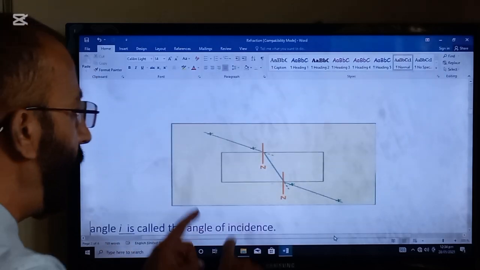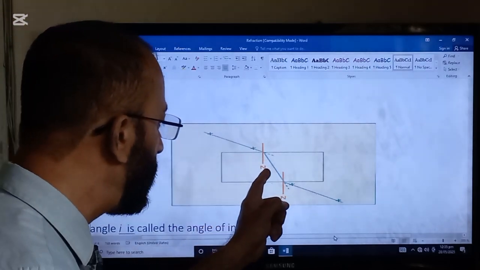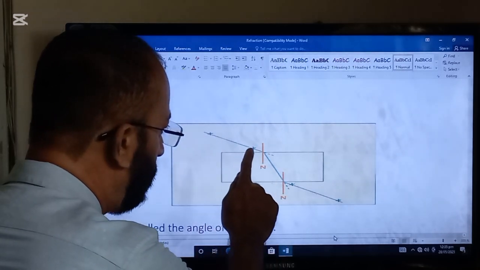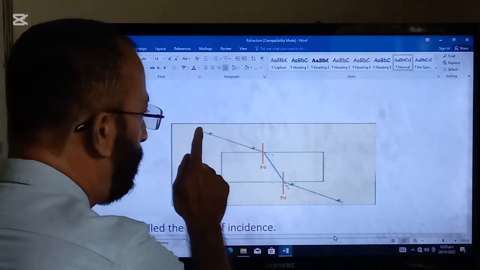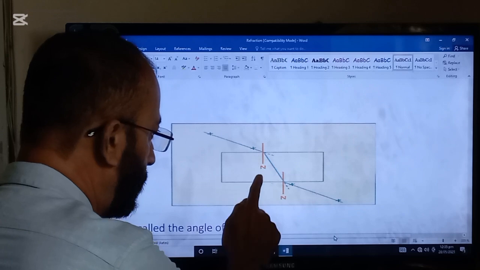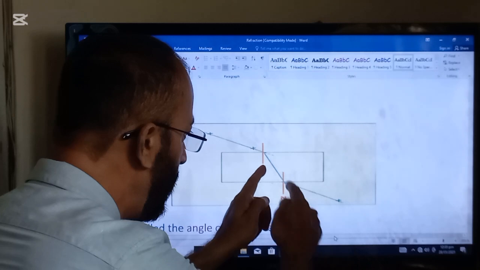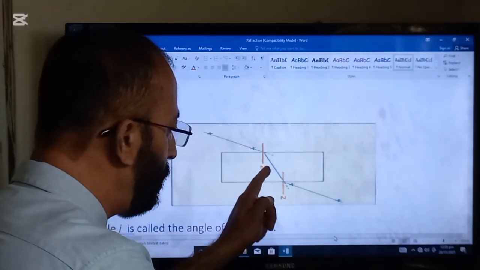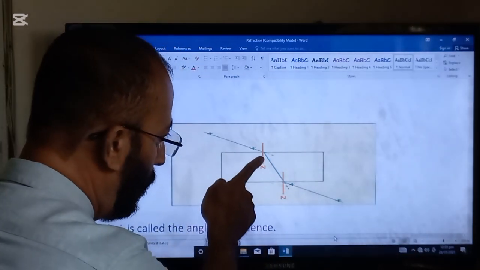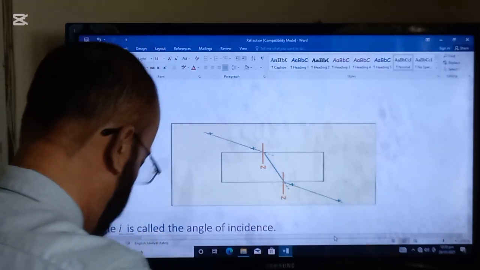And here is the diagram. When light is passing from lighter to denser medium, it will be refracted towards the normal. This was the way of the light ray, but after passing from lighter to denser medium, it will be refracted towards the normal. And from here, light is passing from denser to lighter medium. Here is the normal. So when passing from denser to lighter, it will be refracted away from the normal. Although this was the way, the light will be refracted away from the normal.